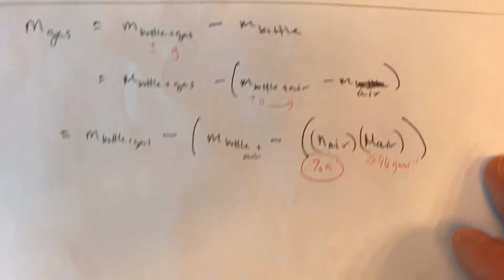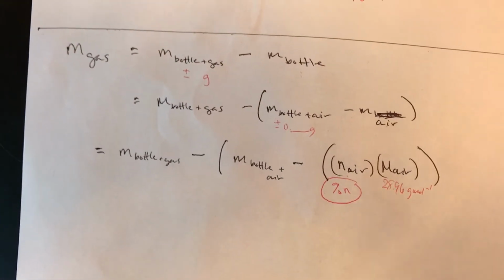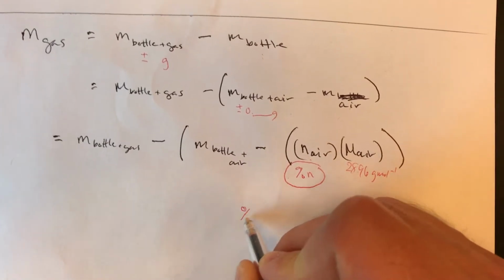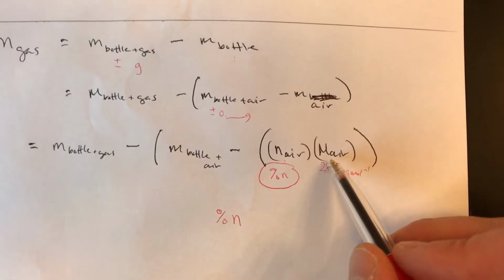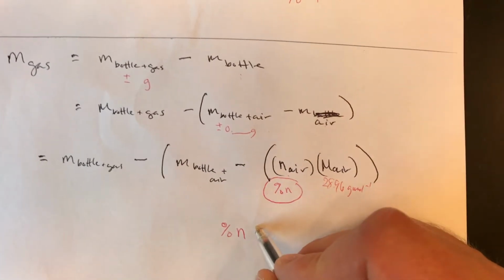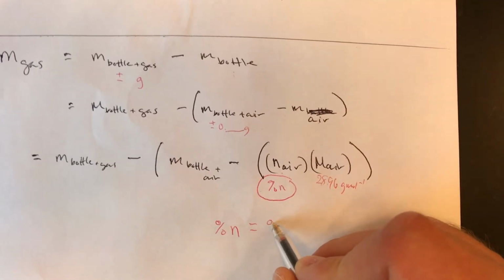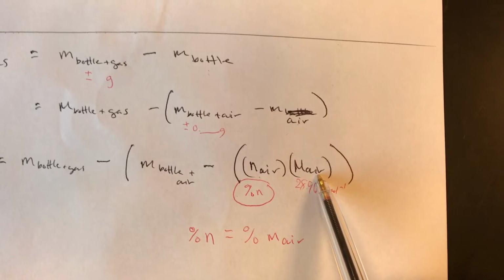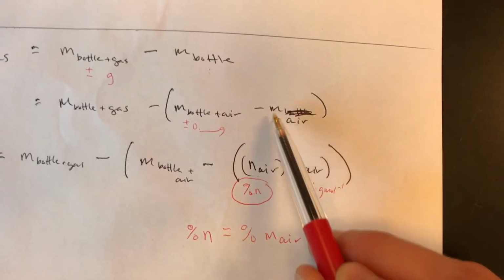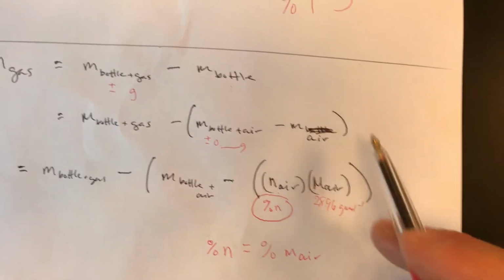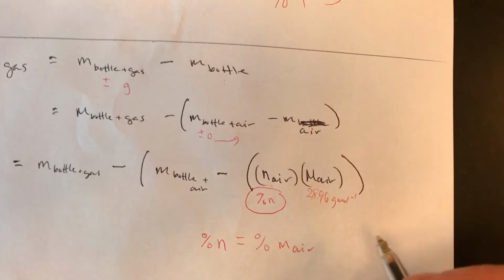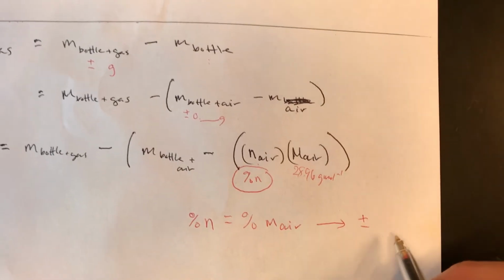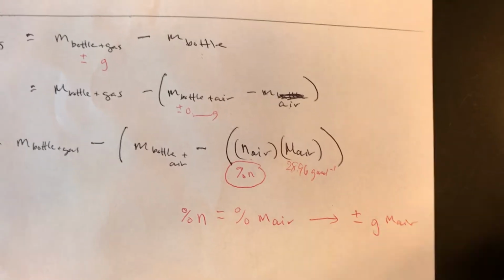There's a couple of ways you could approach these final steps. Here's how I think is the simplest way to do it. You've got a percentage uncertainty on the moles, and since there's no uncertainty on the molar mass, this percentage uncertainty on the moles is going to really be the same as the percentage uncertainty on the mass of air. This is not contributing any uncertainty. This one's giving you all the uncertainty for this calculated value here. So you've got a percentage uncertainty on the mass of air, and just to make things simpler, you can convert that into a plus or minus grams on that mass of air.